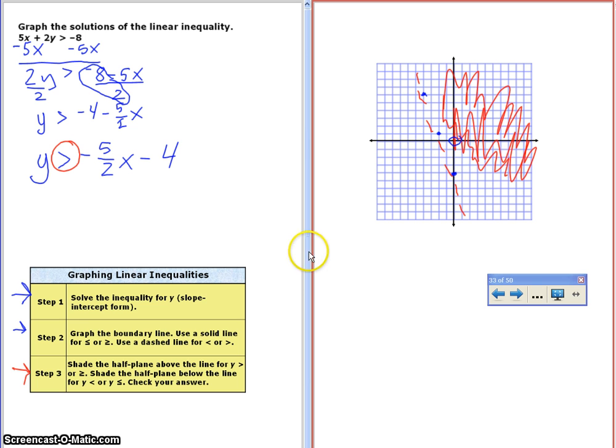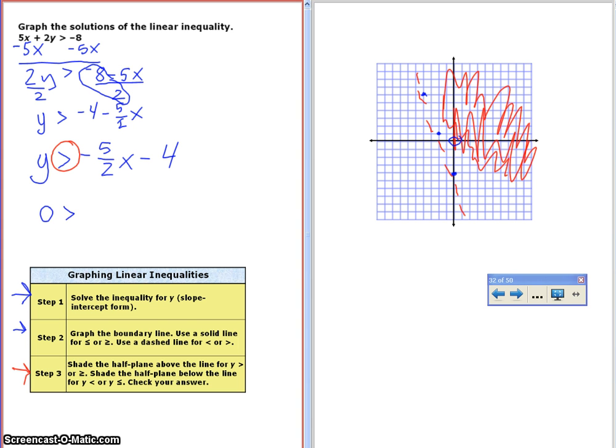And I'm going to plug in 0, 0 to my problem over here and see if it actually works out correctly. So is 0 greater than negative 5 halves times 0 minus 4? And when I do that, I know those cancel each other out. So really I end up with 0 is greater than negative 4. And that's on the side that I shaded, and that's a true statement. So I know I shaded the correct portion of my graph.